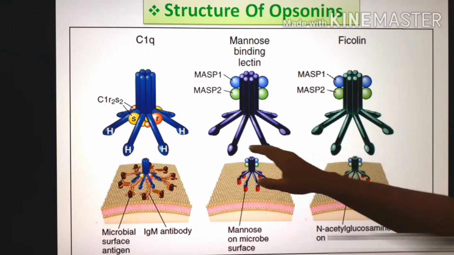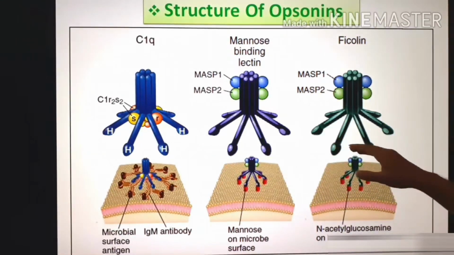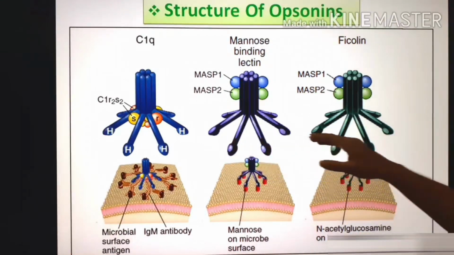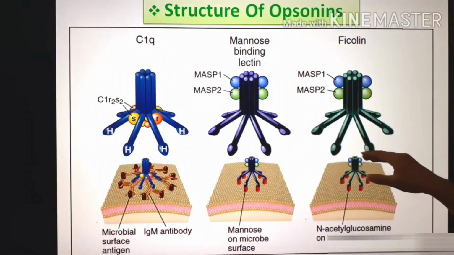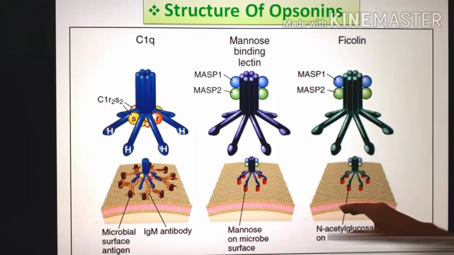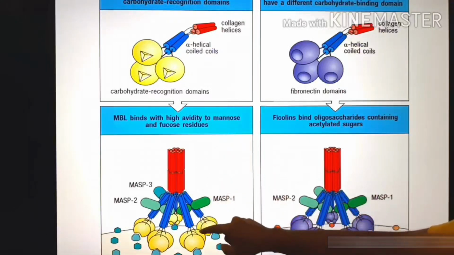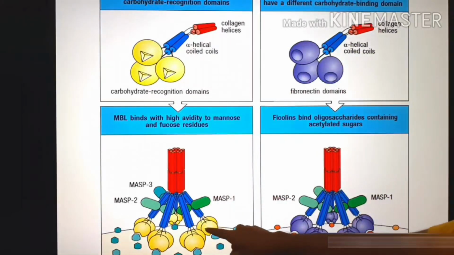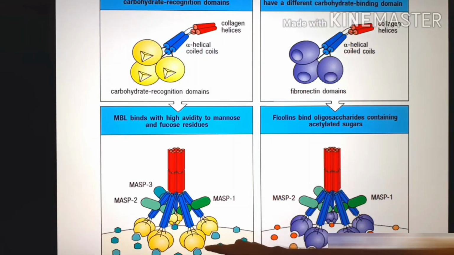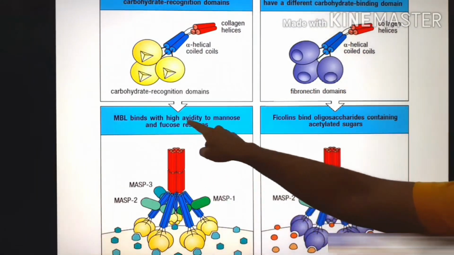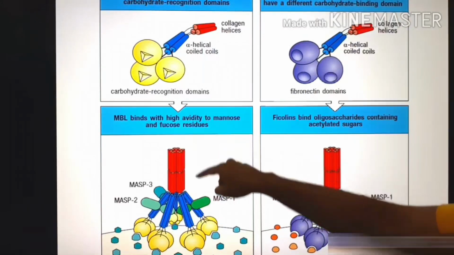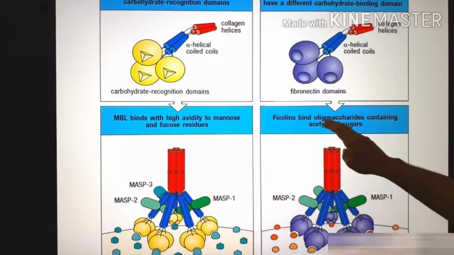And you can see the similarity between these three structures. They look very similar, perform similar work, but bind different molecules. MBL binds with high avidity. Why is it high avidity? Because it is trimeric, so it's polyvalent in nature. 15 binding sites are already there, so it is a polyvalent interaction, so it is high in avidity to mannose and fucose residues. The ficolin can bind with any oligosaccharides containing acetylated sugar.